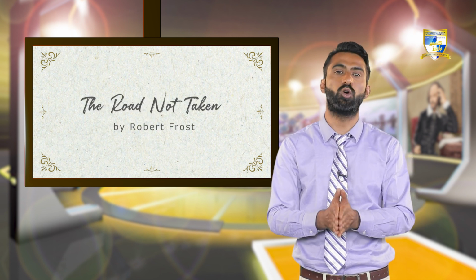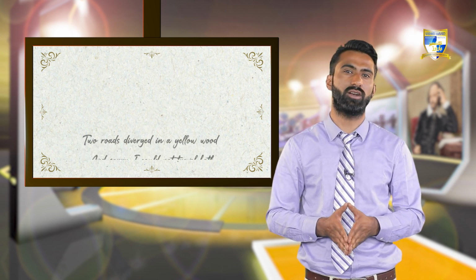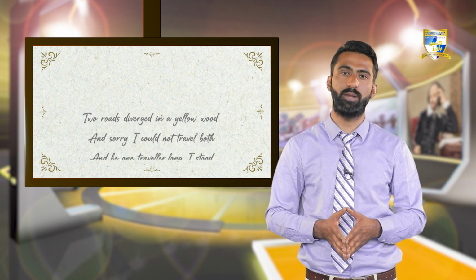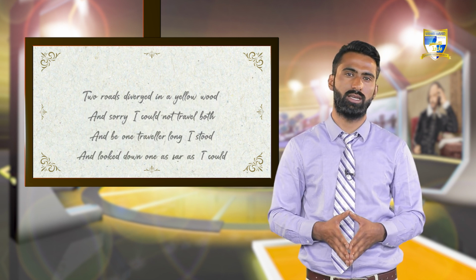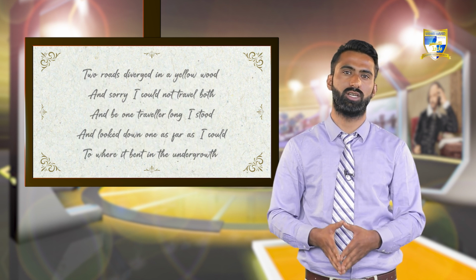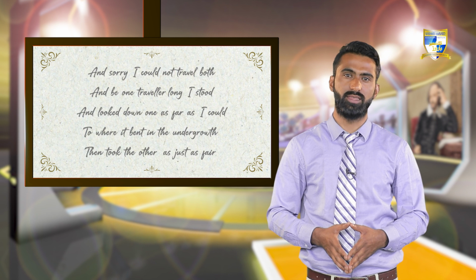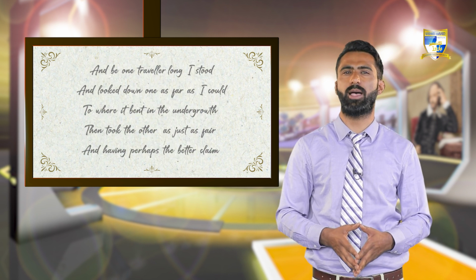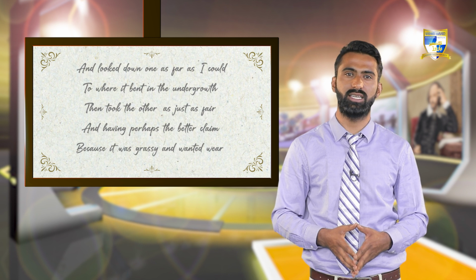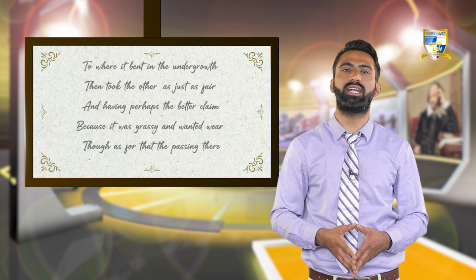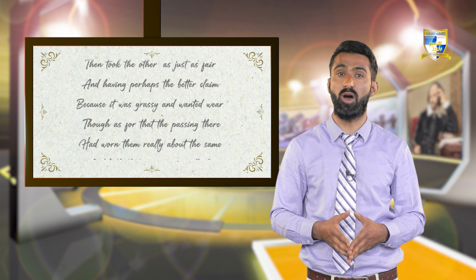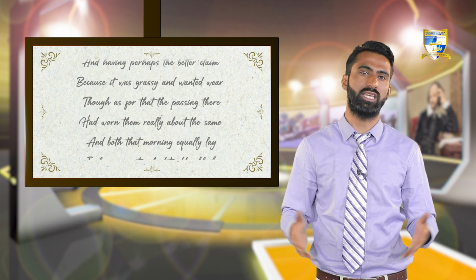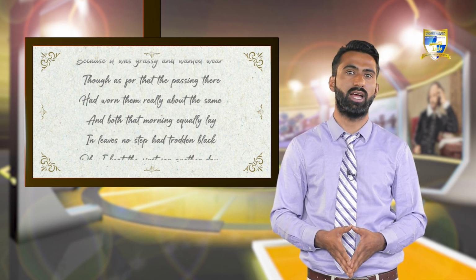I would like to recite the poem once again so that you can later pause it and recite it well. Okay. The Road Not Taken by Robert Frost. Two roads diverged in a yellow wood, and sorry I could not travel both and be one traveler, long I stood, and looked down one as far as I could to where it bent in the undergrowth. Then took the other, as just as fair, and having perhaps the better claim, because it was grassy and wanted wear. Though as for that, the passing there had worn them really about the same, and both that morning equally lay in leaves no step had trodden black.